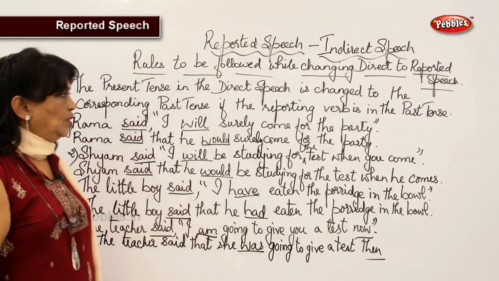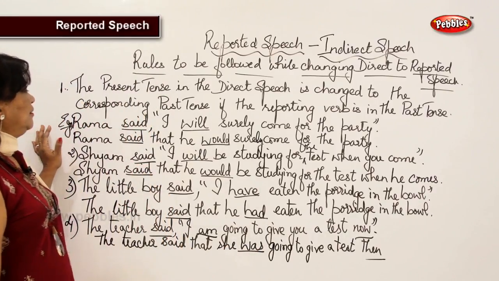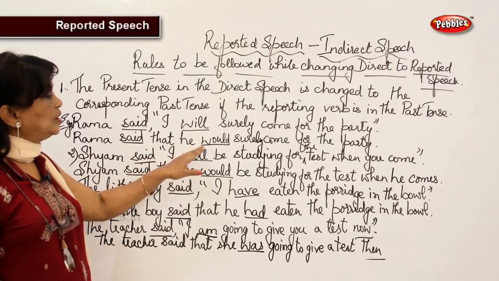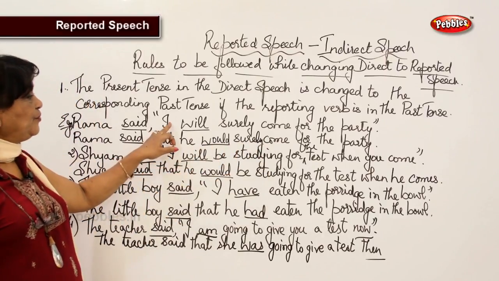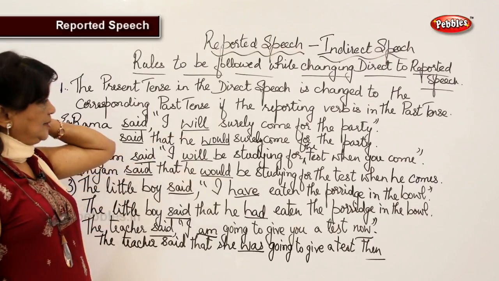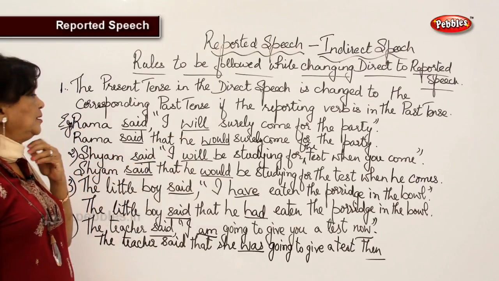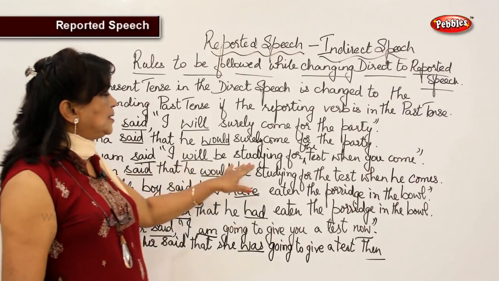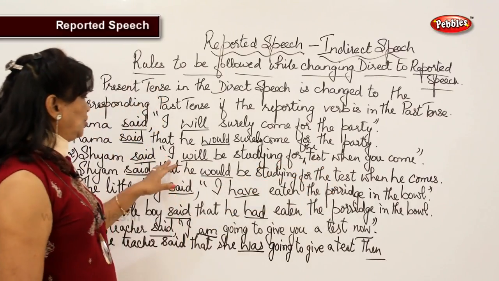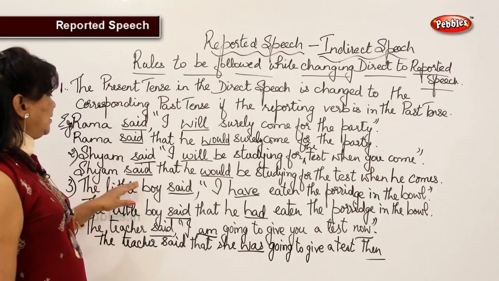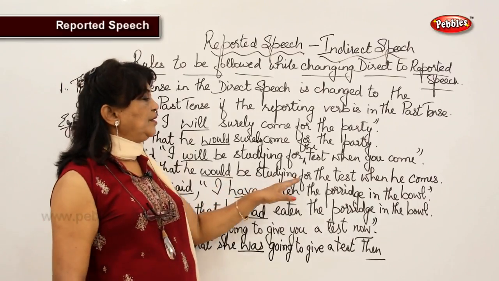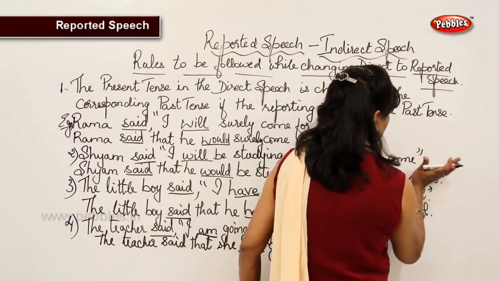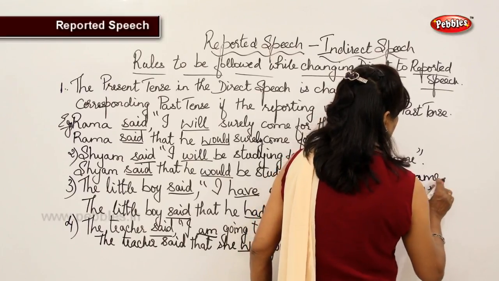Okay. Now see, just now, Rama said, I will surely come for the party. Rama said that he would surely come for the party. So even future tense has become past tense here, because the reporting verb is in the past tense. Next one. Shyam said, I will be studying for the test when you come. This also is future tense. Shyam said that he would be studying for the test when he came. We can change that also into past tense.